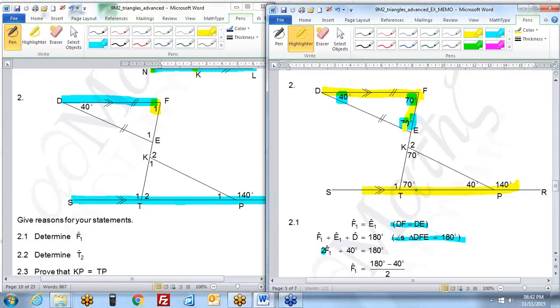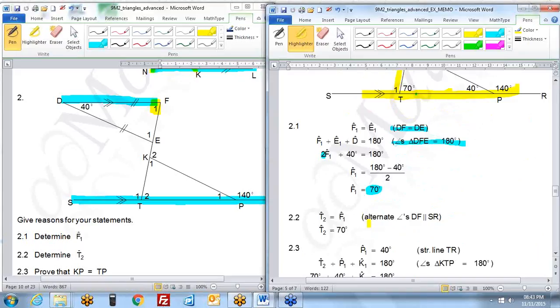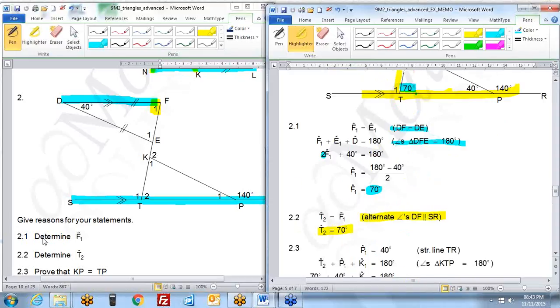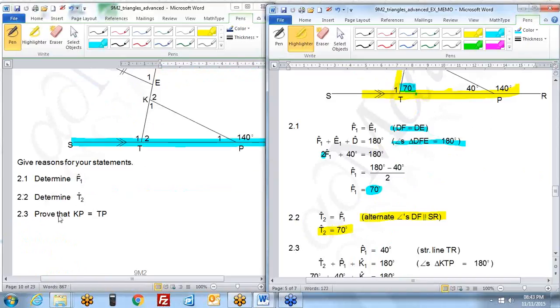So you guys can see the Z over here for the alternate angles. So 70, so angle F1 equals angle T2, alternate angles, and you mention the names of the lines which are parallel. Therefore, angle T2 will be 70 degrees. There you have your 70. Then that's your 2.2.